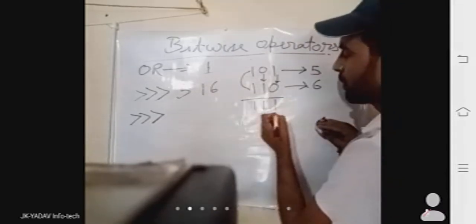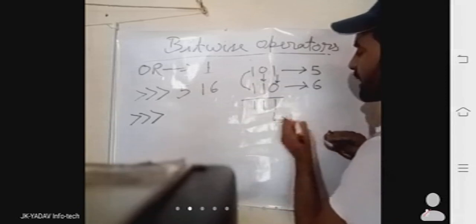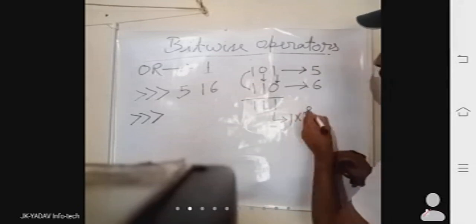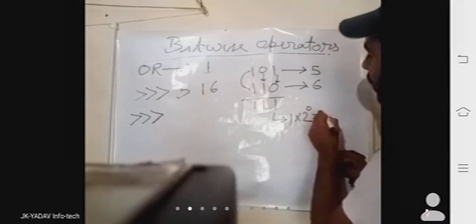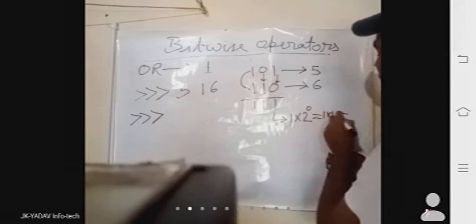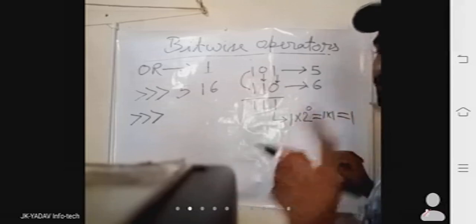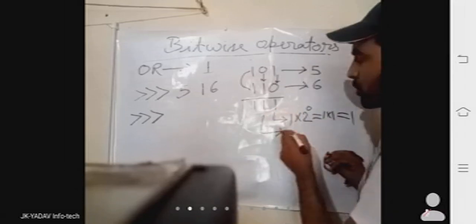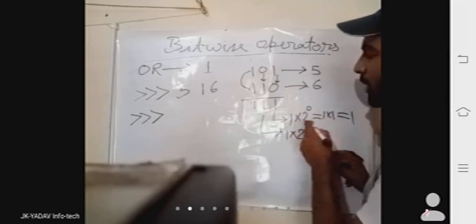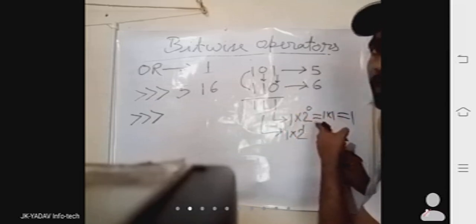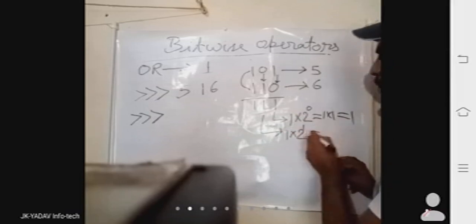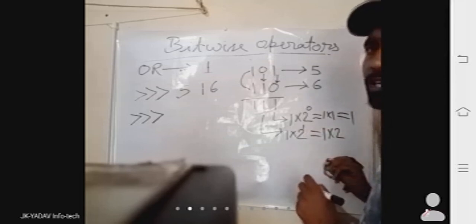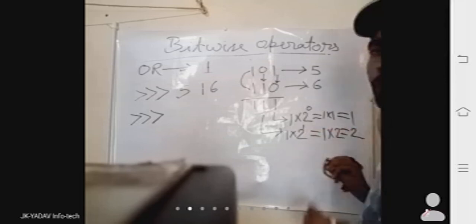You can take the first 1 as 1 into 2 power 0. 1 into 2 power 0 means 1 into 1, and that comes to 1. Then take the next digit 1, so 1 into 2 power 1. First time there was 2 power 0, but this time 2 power 1. So 1 into 2 power 1 is 1 into 2, and that comes as 2.